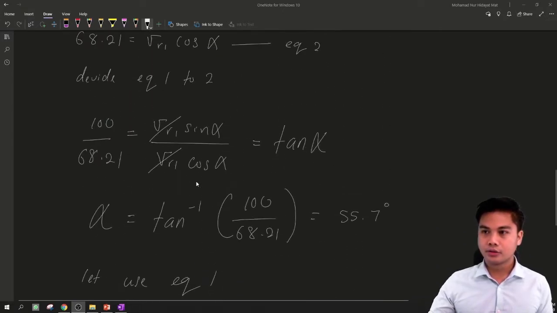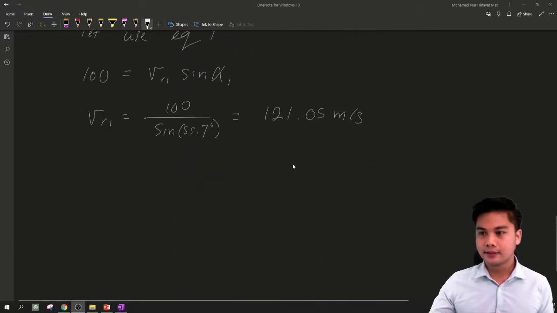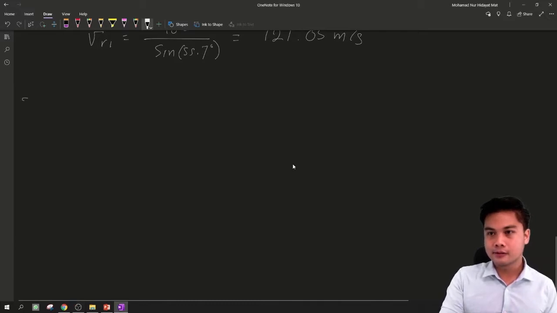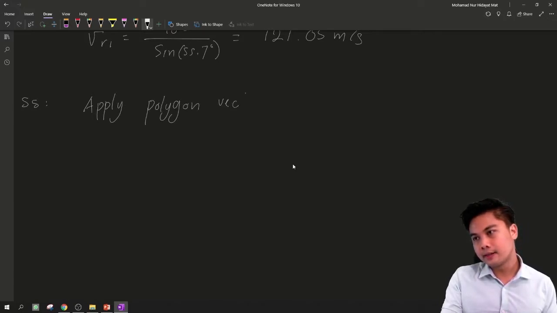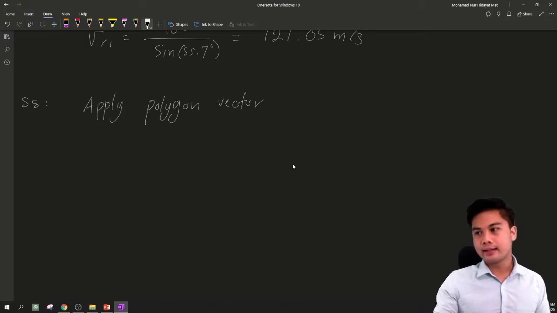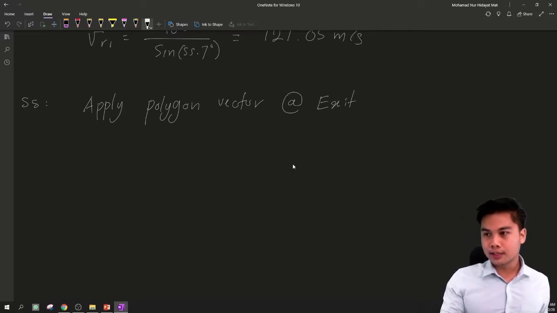Okay. So now we go to step 5. Again, we apply this one. Step 5, we apply this one, the same thing at the Y and the X axis. So step number 5, apply the polygon, velocity vector at exit point. Alright, so here we focus on the Y component and X component.